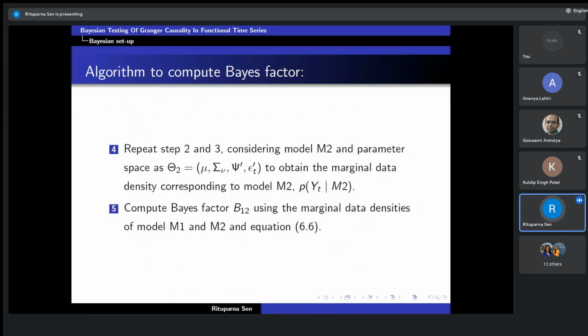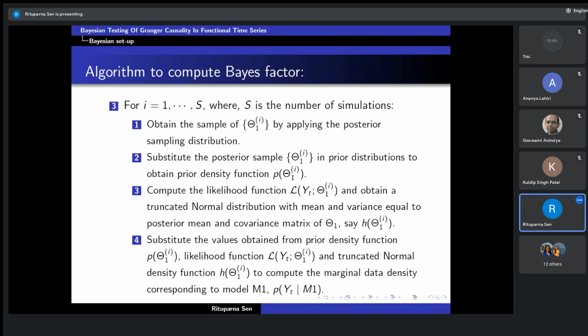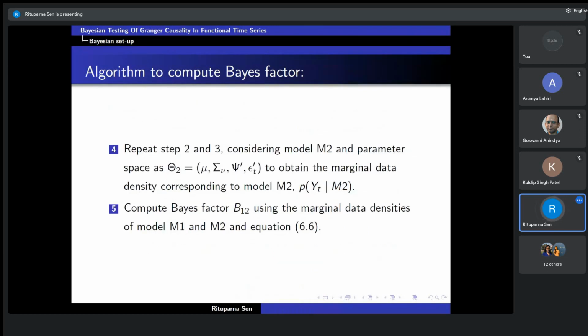And then repeat the same thing for model 2, not the Bayes factor, sorry. Here you find the marginal of y for model 1. And then you do the same thing, find the marginal of y under model 2, and that ratio is the Bayes factor.